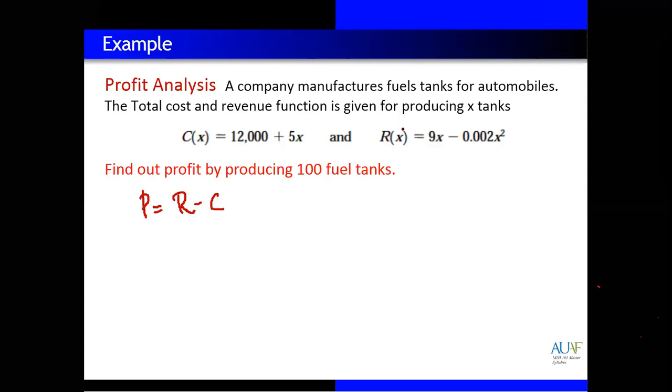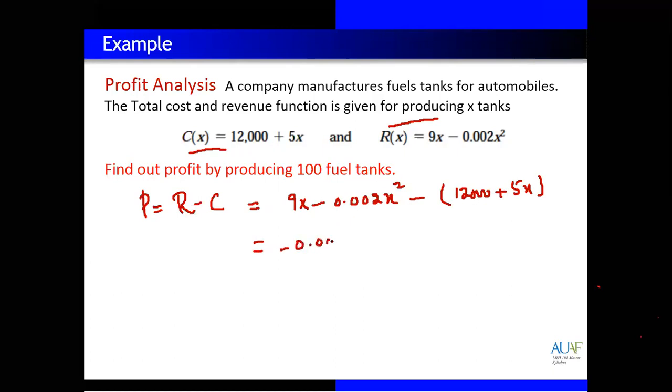So we are given two different functions, revenue as a separate function and cost as a separate function. So profit is equal to what? Write down the revenue function. Revenue function is 9x minus 0.002 into x square, minus cost function, 12,000 plus 5x. If we write in proper order, minus 0.002 into x square, then we have plus 9x.